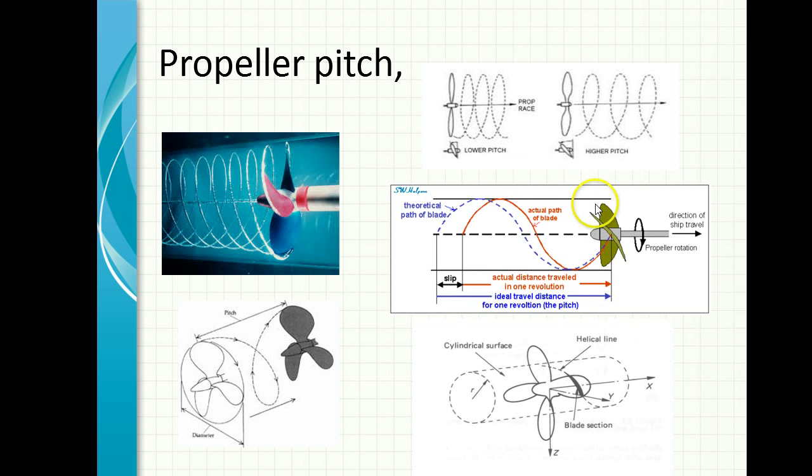But what is important to understand is the simple concept of the pitch. The pitch is nothing but the distance traveled for one revolution of a blade point. The lower the pitch, the less it will travel. The higher the pitch, the more it will travel. That is the theoretical distance it will travel if the water were like wax or something like that. But normally there will be a difference between that theoretical path of the blade and the actual path of the blade, and that is called the slip.